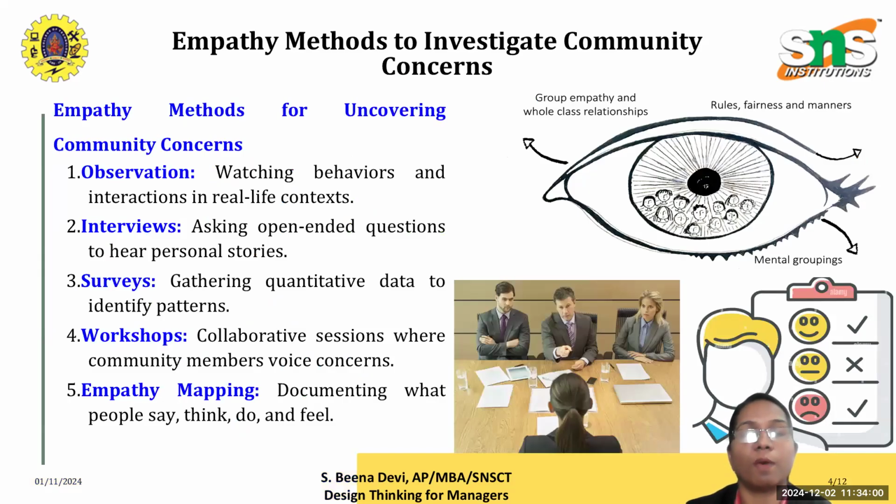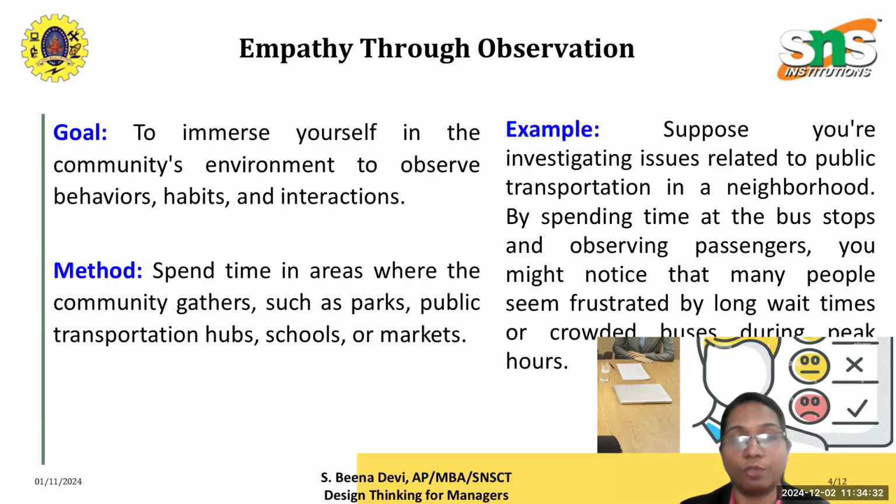Now, coming to the next part, what are the methods to investigate the community's concerns? The first one is observation, watching behaviors and interactions in real-life contexts. The second one is the interview method, asking open-ended questions to hear personal stories. The third one is surveys, gathering quantitative data to identify patterns. The fourth one is workshops, collaborative sessions where community members voice concerns. The fifth one is empathy mapping, documenting what people say, think, do, and feel.